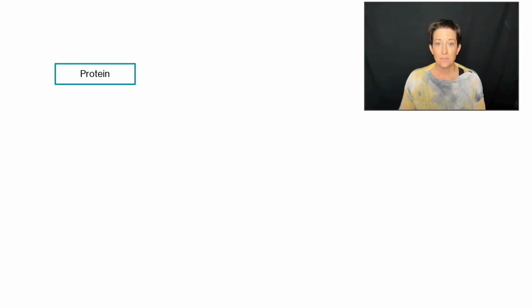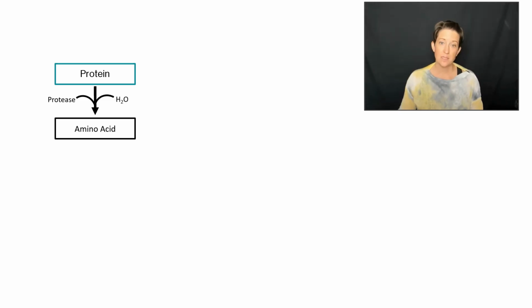As we saw, proteins are hydrolyzed in the stomach and the small intestine through a class of enzymes called proteases in the presence of water to make our amino acids. At this point, the body has to take stock. What do we need from these amino acids?